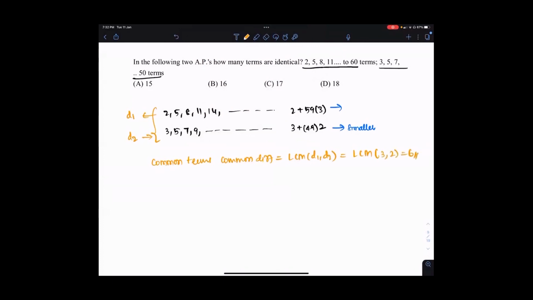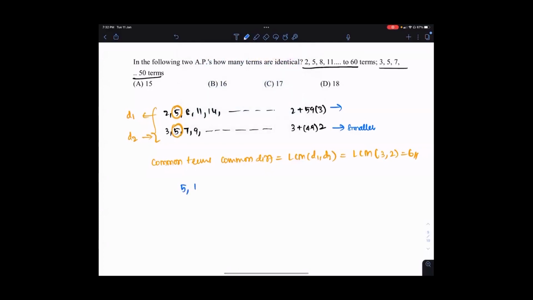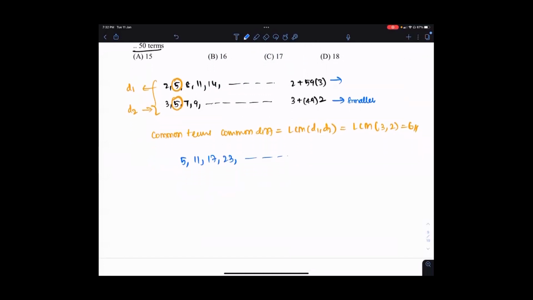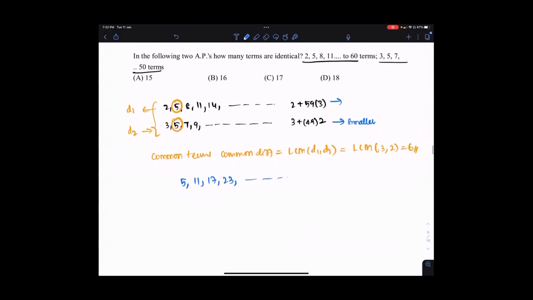So it is 6. What you need to do is just find one of the common terms. I think 5 is a common term. So the common terms will be 5, next 11, next 17, 23, and so on. But how many common terms are there? That is the question. For this AP, the nth term will be 5 plus n minus 1 into the common difference, which is 6. So the nth term will be 6n minus 1.